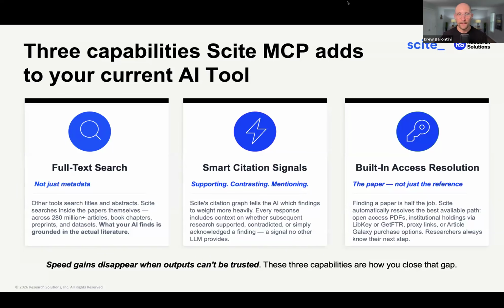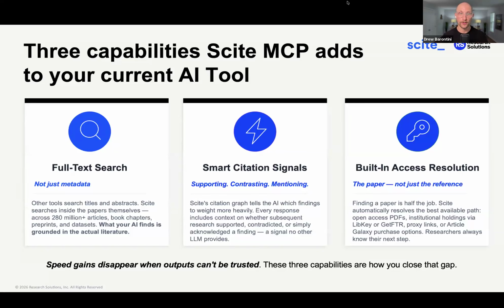So the MCP primarily adds these three key capabilities, and we like to call these out because these are really specific. It's tied to what Scite does, and it's also different from what others might do. We do a full text search. This is not just titles and abstracts, it's not just metadata. Other tools do just search those things, but Scite searches inside the papers themselves. It's looking across a broad range.